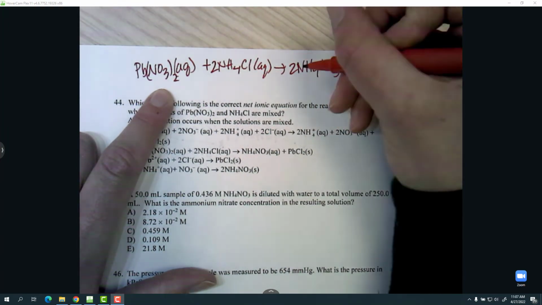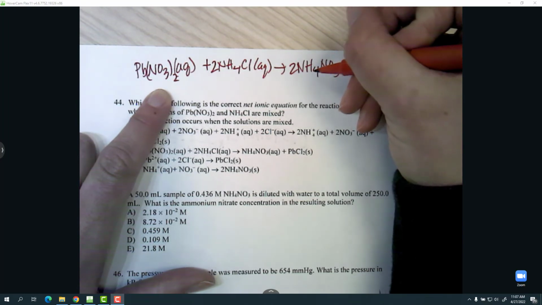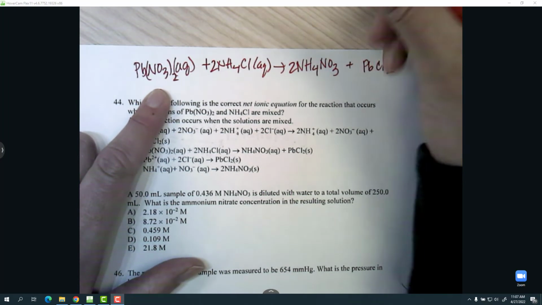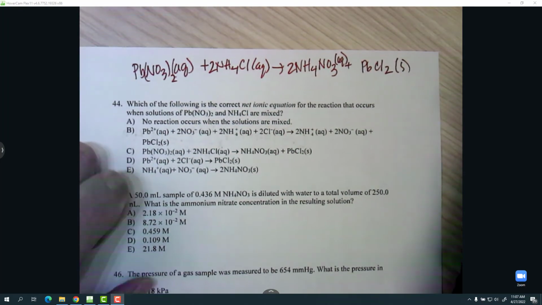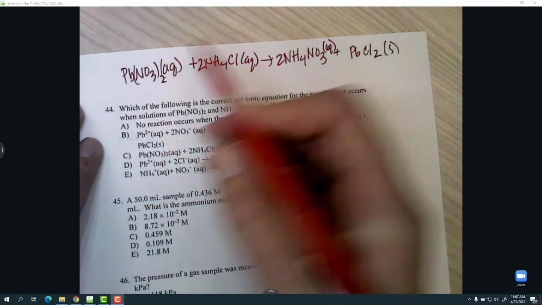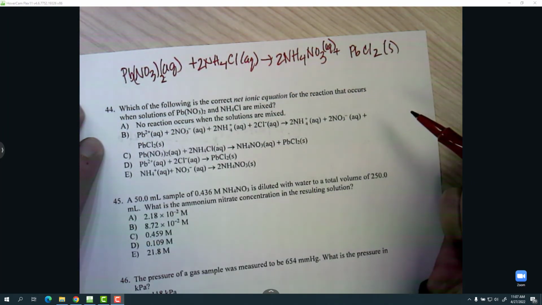Like that. Ammonium, always soluble, no exceptions. Nitrate, always soluble, no exceptions. Chlorine, usually soluble, but lead is one of my exceptions, so that is a solid. So then I would separate all of these into ions if they're aqueous.